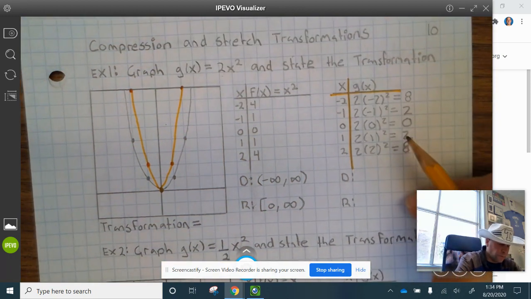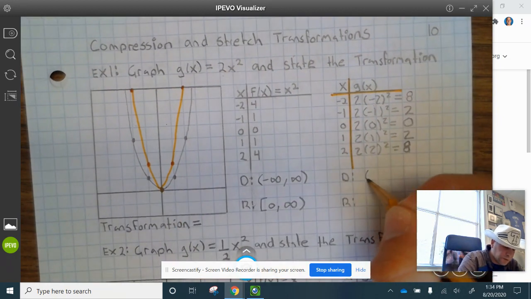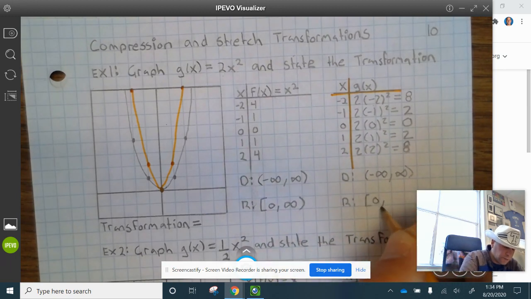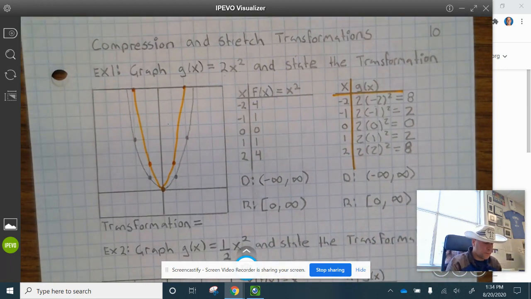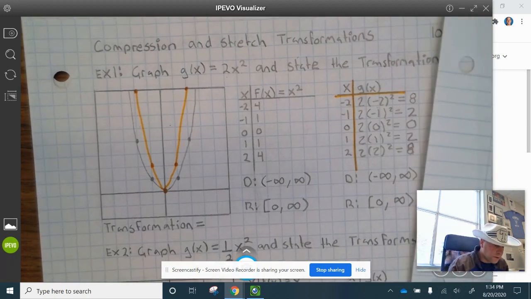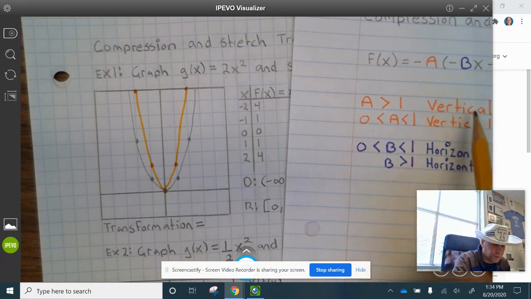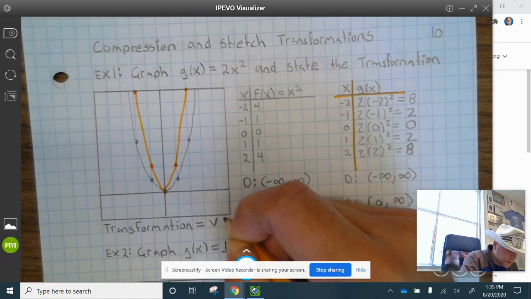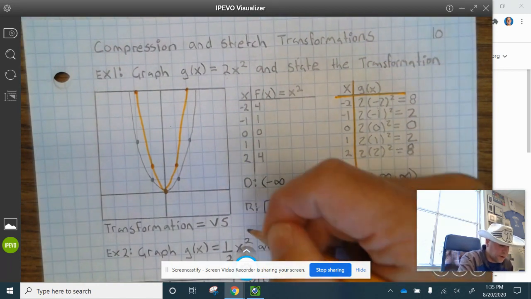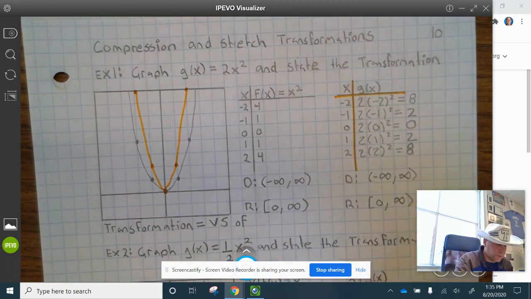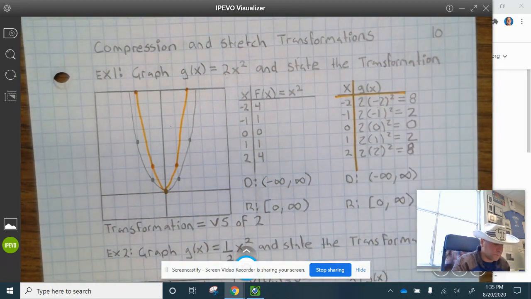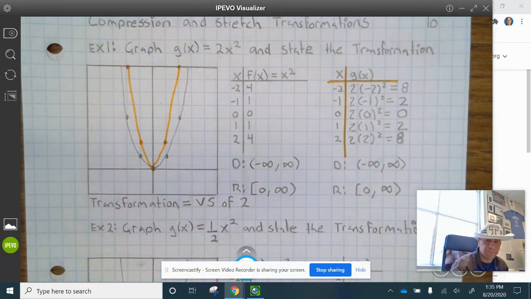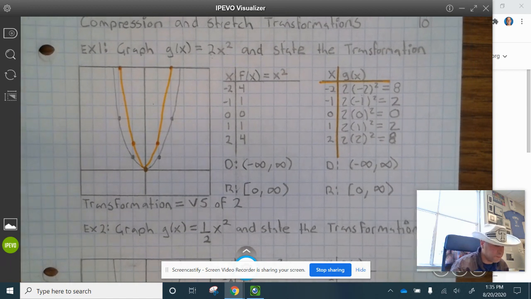Okay. Domain, still negative infinity to positive infinity. And then range is bracket 0 to infinity. All right, the transformation. We know from our notes that this is the a value. It's greater than 1, so it's a vertical stretch. So we could actually just say VS for vertical stretch of 2. Okay, and you can see it's stretched because if you were to pull it vertically, it's going to get thinner. Okay, so go ahead and finish up example 1.